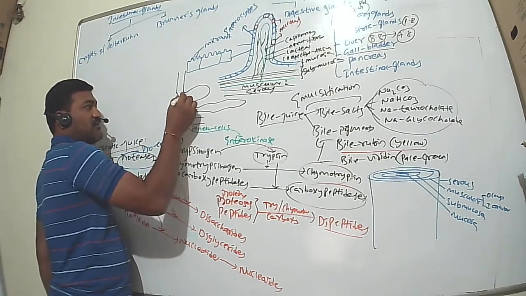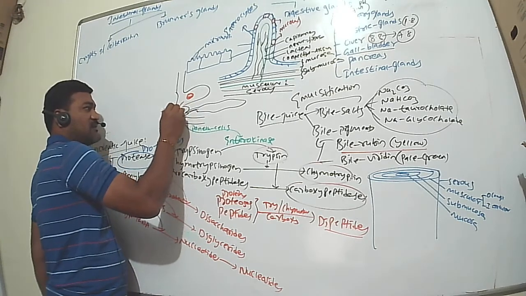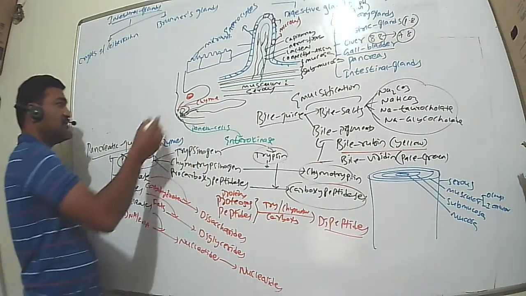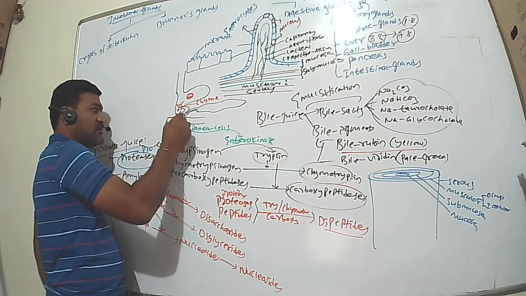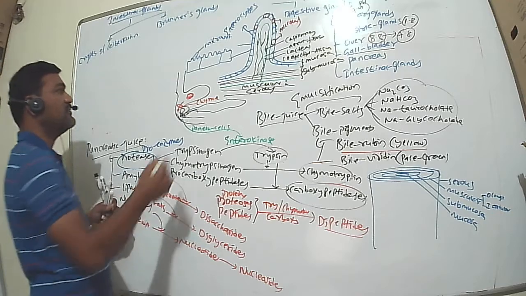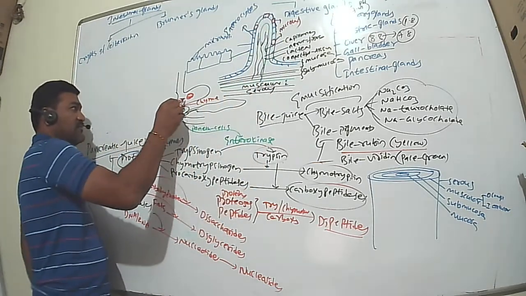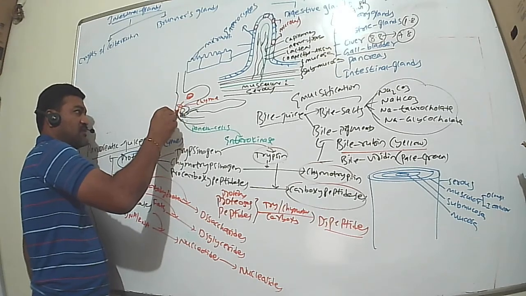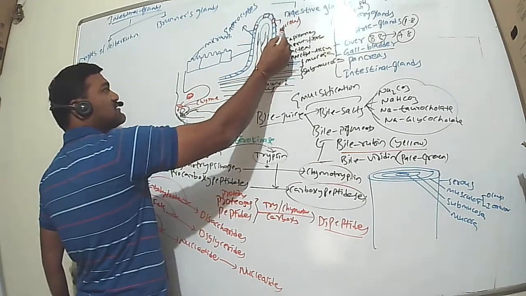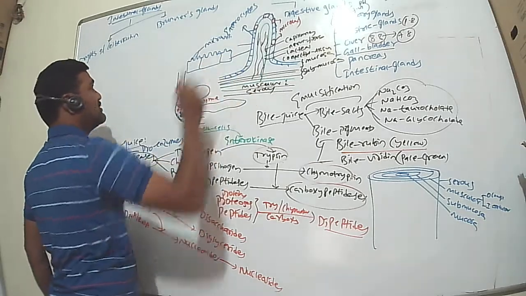I forgot to say one point. The partially digested food in the stomach which is coming from the pyloric sphincter is called chyme. It's acidic in nature. So when the acidic chyme comes from the pyloric sphincter into the duodenum, that acidity is neutralized by the mucus produced by the goblet cells.